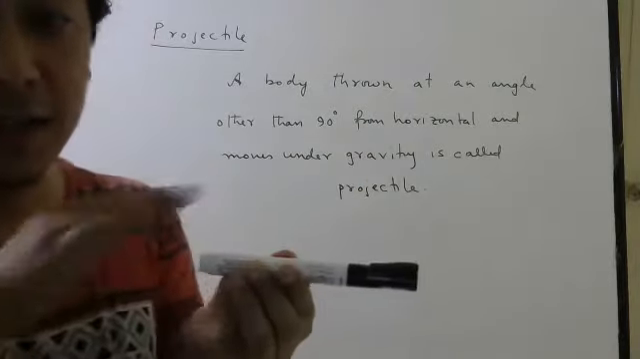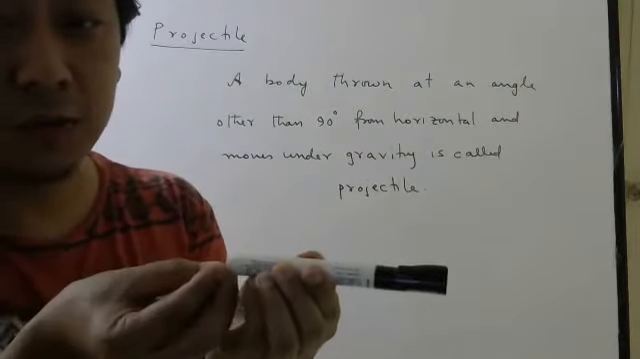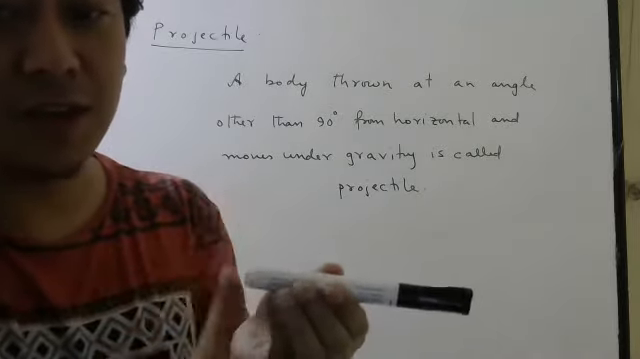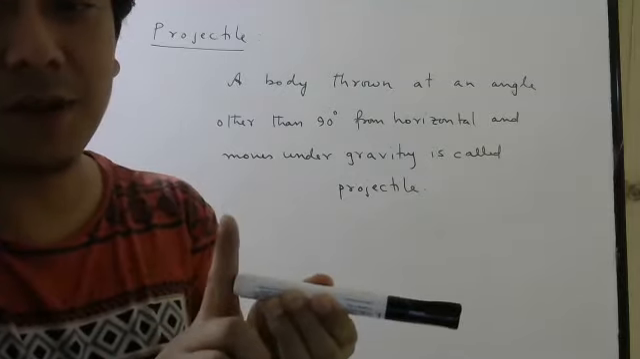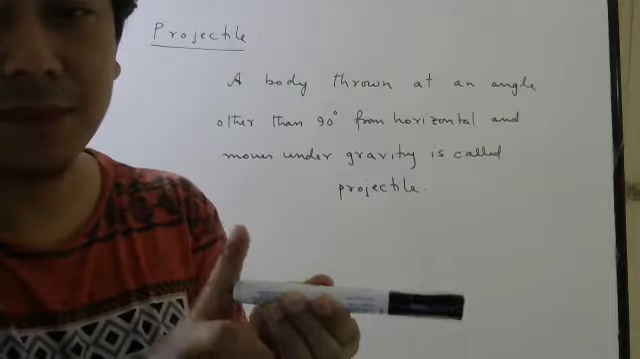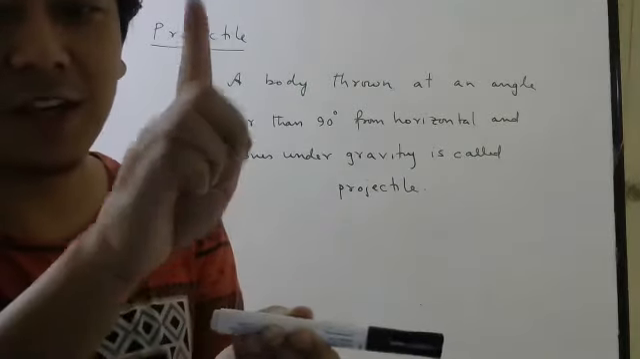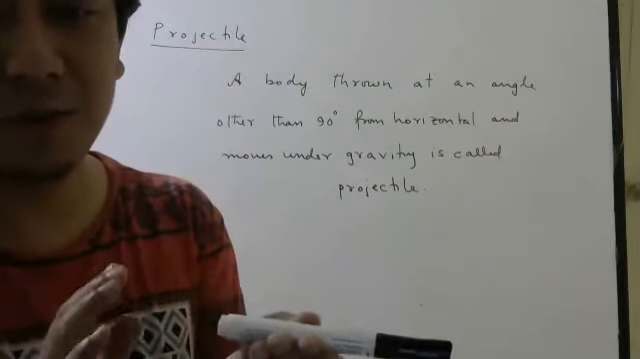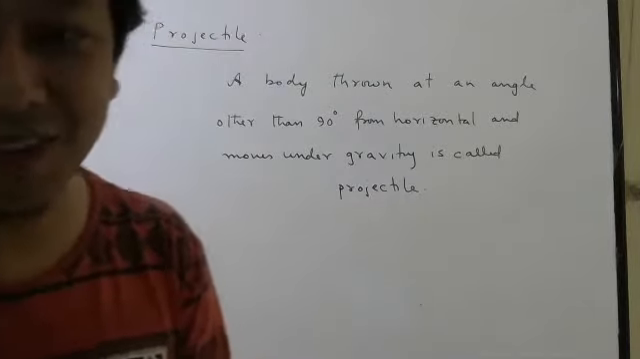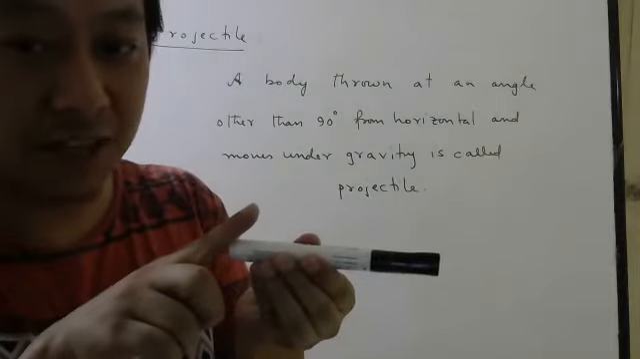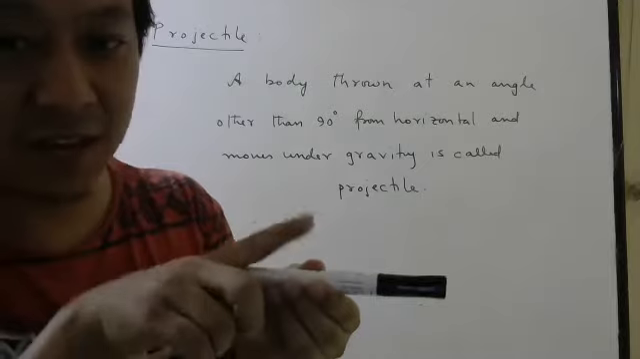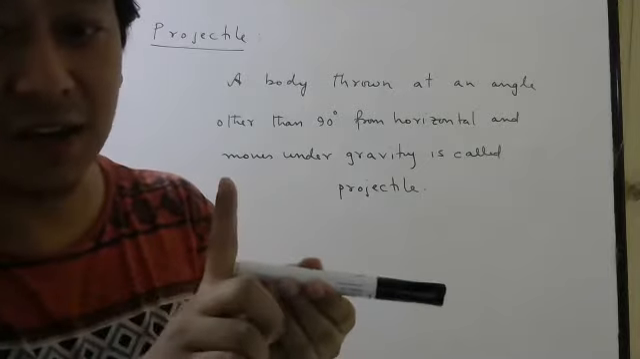Look here. If this is your horizontal, you should not throw at 90 degree. If you throw at 90 degree, what will happen? It will move in 1D. It will go straight up, straight down. That we don't want. We want to study other than that. That we have finished already in the previous chapter. So we have to throw at some angle, either 30 degree, this much, like. At some angle other than 90 degree.